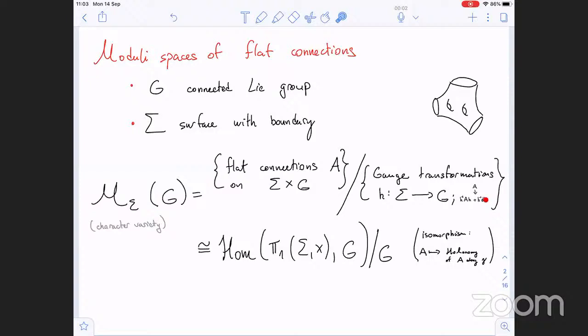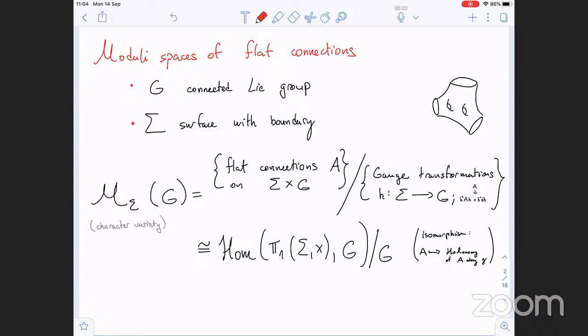Okay. And there is an equivalent description of this space, which I think when people say character variety, they rather mean this one, but these two are the same. And so this other description is just, you look at homomorphisms, or group homomorphisms from the fundamental group of the surface to your group G. You choose a base point, and then you mod out by G.